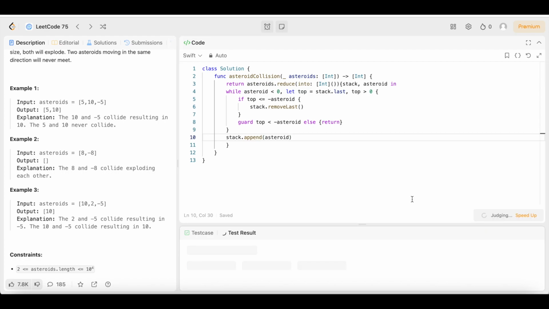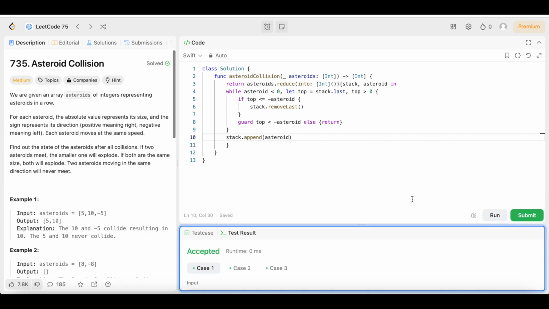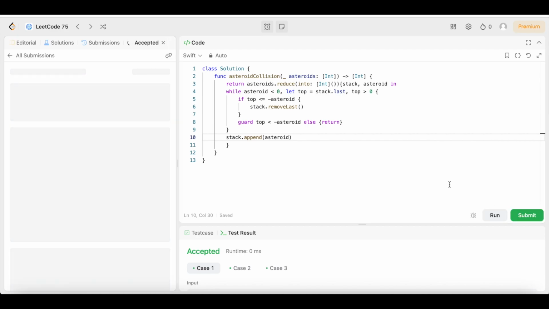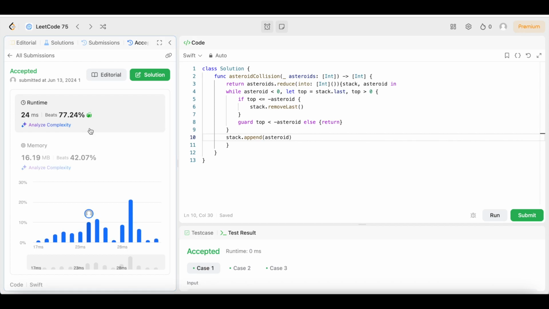So let's see what happens when we run this, guys. Fingers crossed. Boom. All right, so let's submit it and see what it says after we submitted it. First try, not bad at all. All right, guys, there it is. 24 milliseconds beats 77.24% of users with Swift. That's not bad at all.